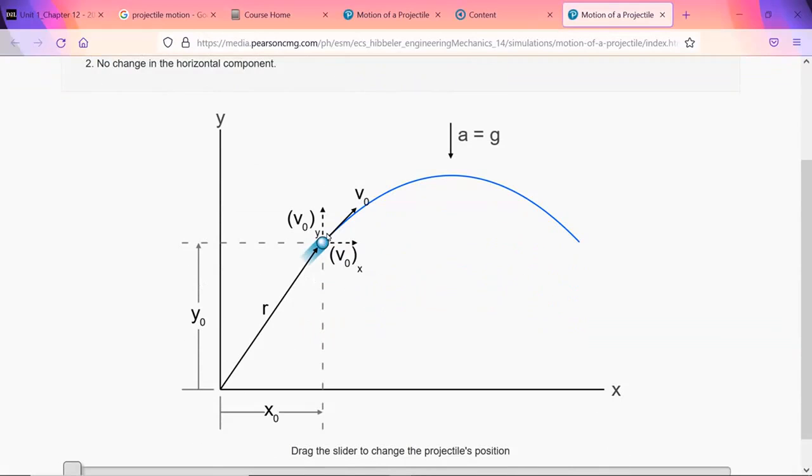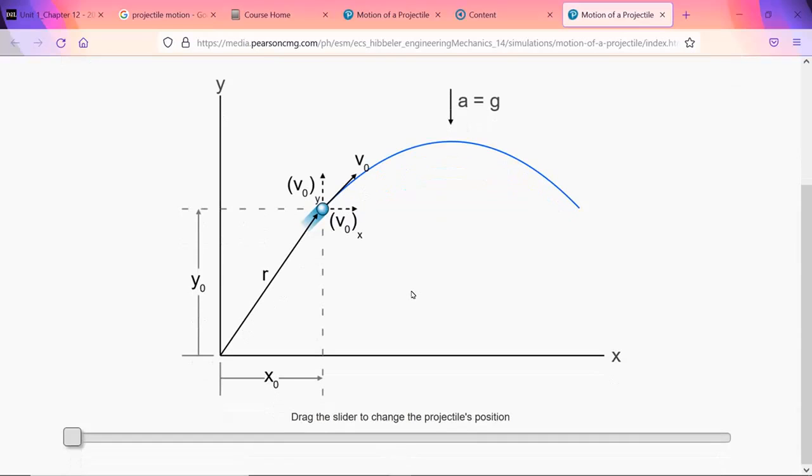Graphical representation. A particle is initially at this position, where x0 and y0 define the x and y coordinates. It's given some initial velocity v0. So v0x and v0y, the x and y components, can be calculated using v0 cosine theta and v0 sine theta. Then the particle travels along this blue path, which is free flight, and it's subjected to gravitational acceleration, which is acting downward.